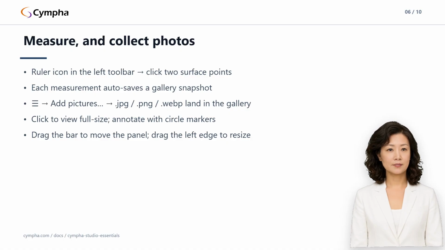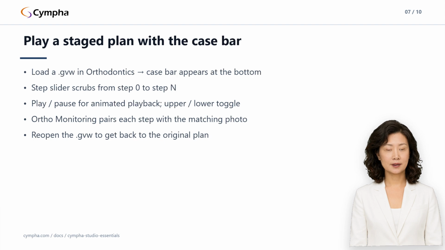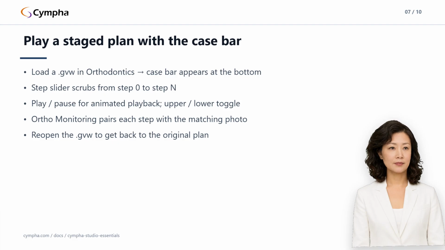Second, the gallery. From the hamburger menu, Add Pictures takes intraoral photos, facial photos, retraction shots, JPG, PNG, or WEBP, and they land in the gallery panel, a draggable, resizable floating panel on the right. Click a thumbnail to open it full size. Annotate with a circle marker editor and save the marked up image back to the gallery. Drag the bar to move the panel and its left edge to resize. And if the plan file you're viewing has photos embedded, some Ortho Plus plans do, the gallery lists those alongside your own.